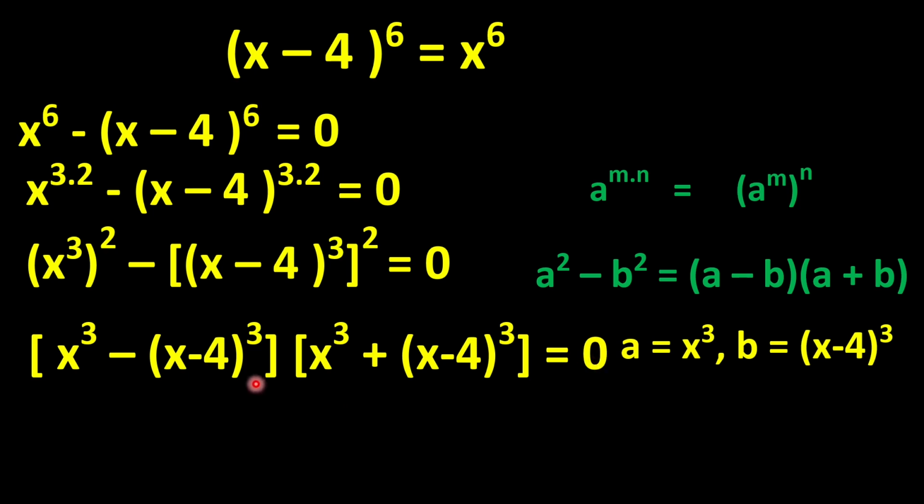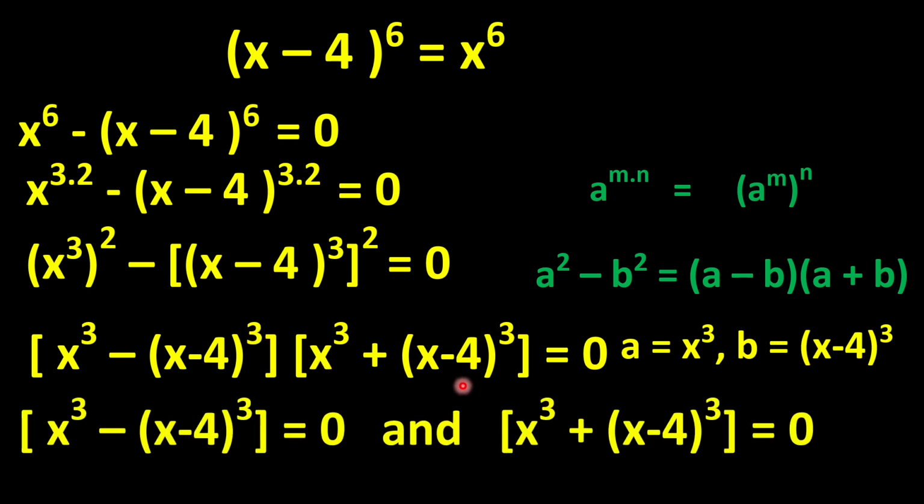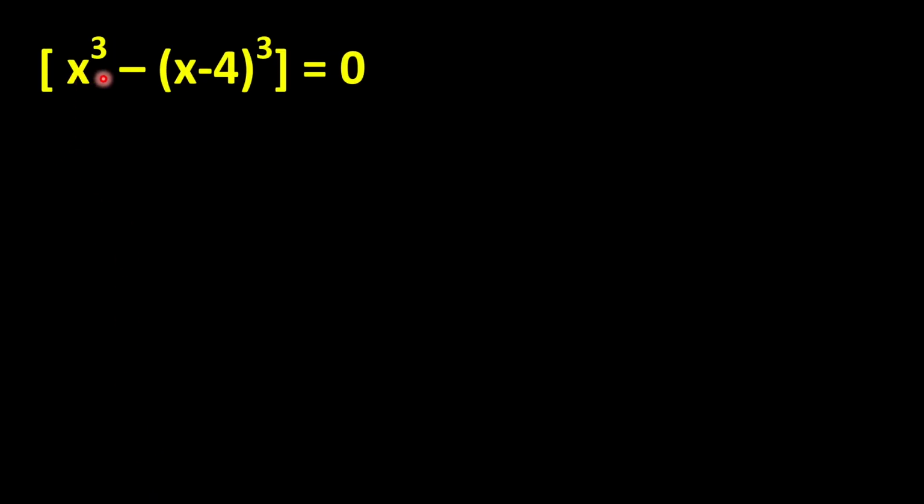And now we will compare these two parts separately with 0. So it means that x cube minus (x minus 4) all power 3 equal to 0, and similarly this part equal to 0. And now we have these two parts of this question, and we will solve these two parts separately, one by one, to find out the value of x. So first of all, we will solve this part: x cube minus (x minus 4) all cube equal to 0.